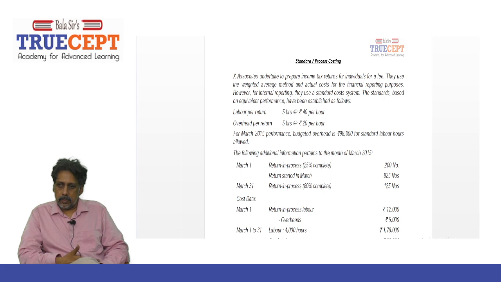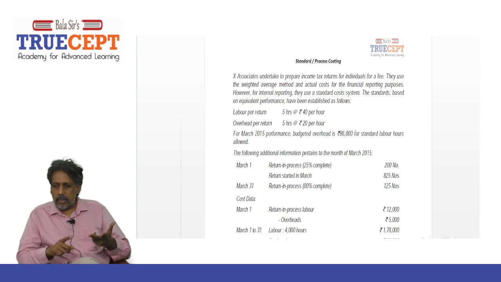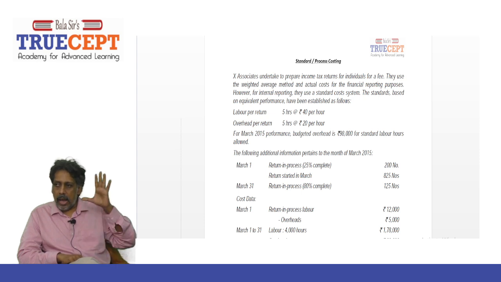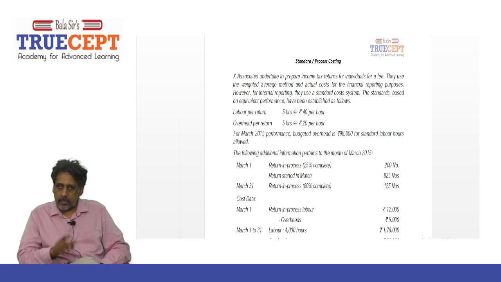X Associates undertake to prepare income tax returns for individuals for a fee. They use the weighted average method and actual cost for financial reporting purposes. Clearly, the company uses the weighted average cost method to find the cost of processing the income tax returns, based on actual cost for financial reporting purposes. However, for internal reporting, they use a standard cost system.